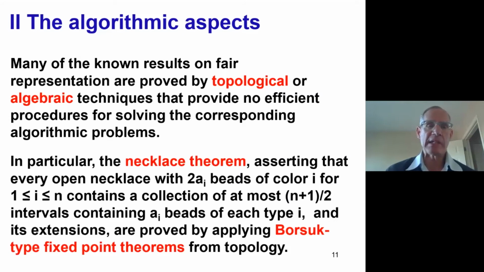And here is, in particular, the necklace, which I wrote just for k equals 2. We know that every open necklace with 2a_i beads of color i for each i, we can cut in n places and then get 2 collections, each with at most (n+1)/2 intervals, which will contain exactly a_i beads of type i.